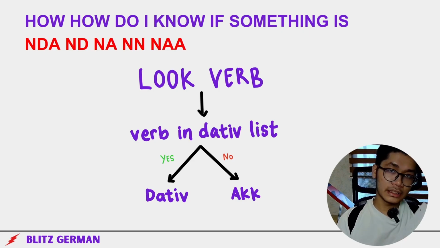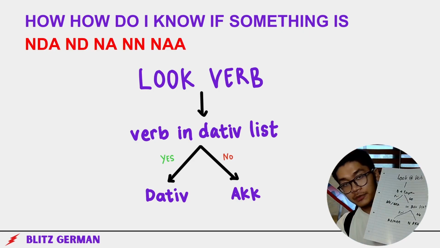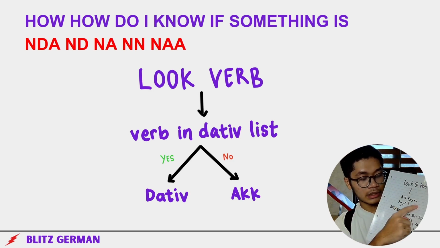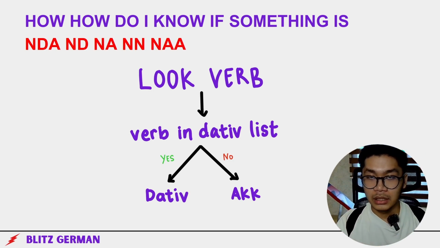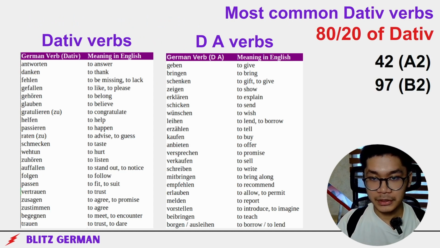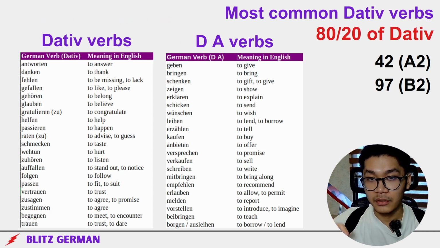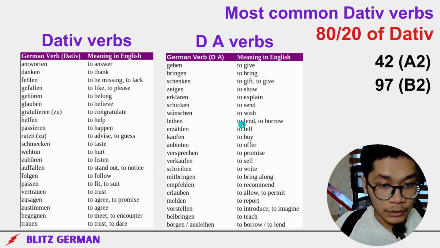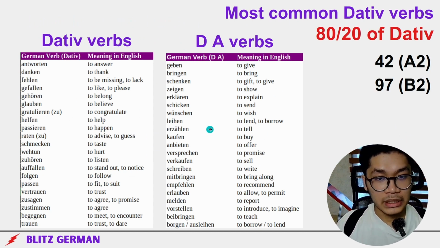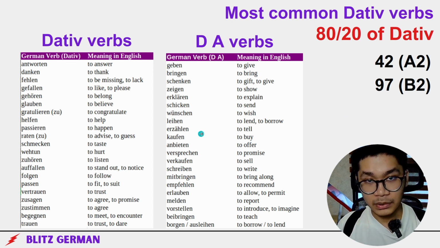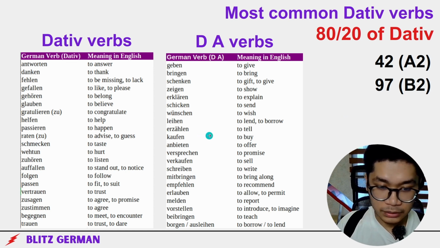So, after knowing this framework, in order to use this framework, you need to know 2 things, which are the exceptions and the dative list. So I'm gonna let you know. Here's the dative list. This is the 80-20 of dative. You only need to know these 42 verbs instead of 97. If you don't know this, you're not gonna be A2. It's pretty easy, 42. If you use Anki, it's gonna be pretty easy. If not, well, good luck.